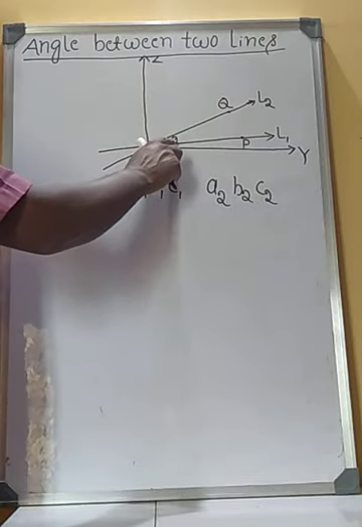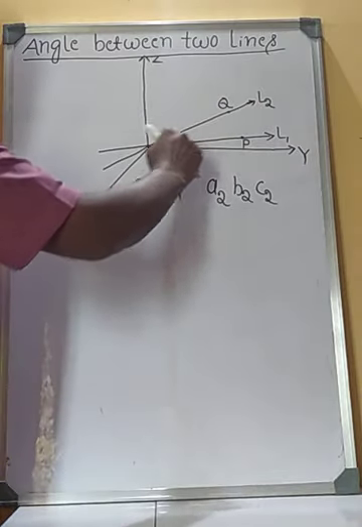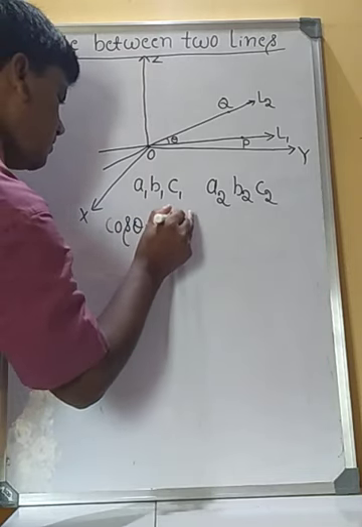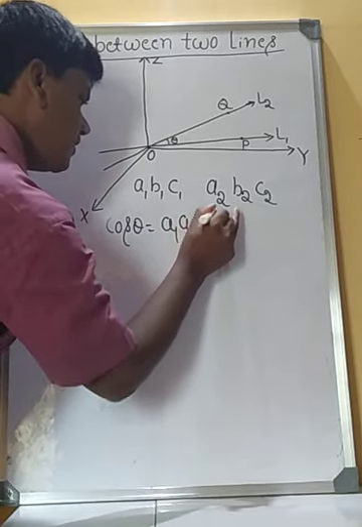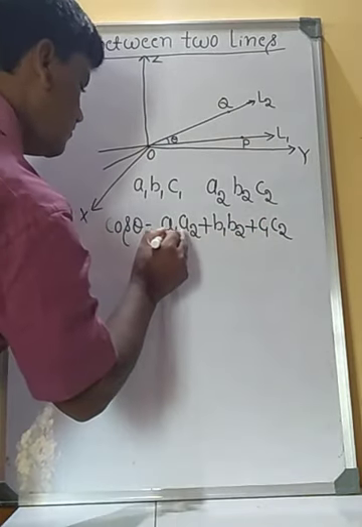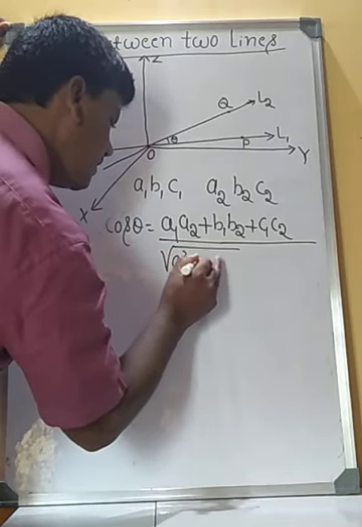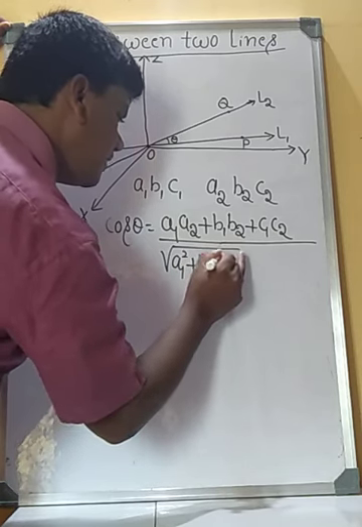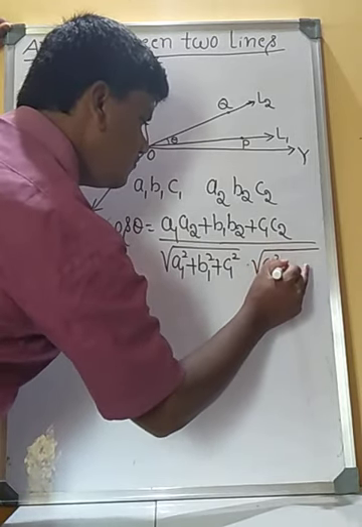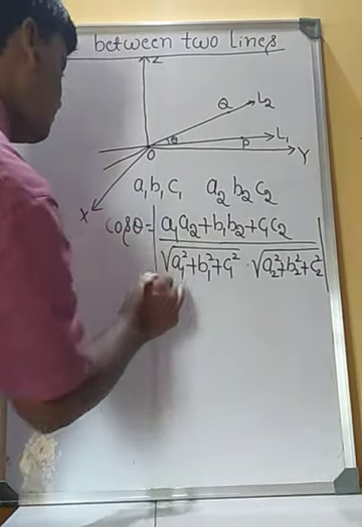Therefore, the angle theta between them, that is line 1 and line 2, is given by cos theta equals the magnitude of A1 A2 plus B1 B2 plus C1 C2, divided by square root of A1 square plus B1 square plus C1 square into root of A2 square plus B2 square plus C2 square.